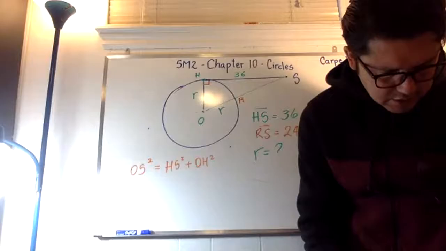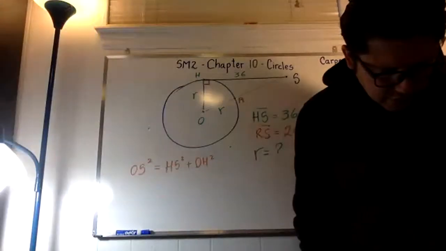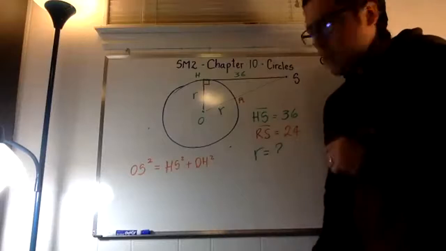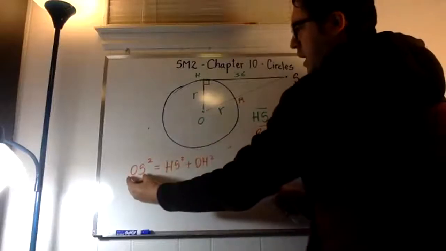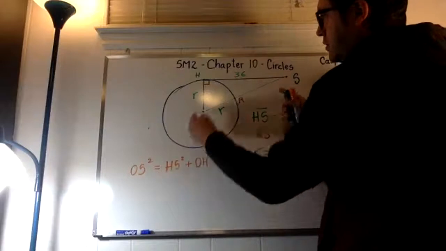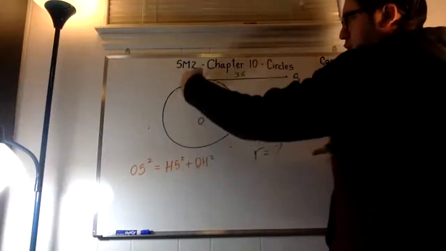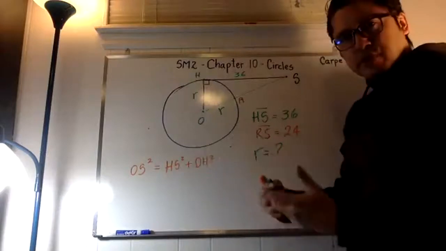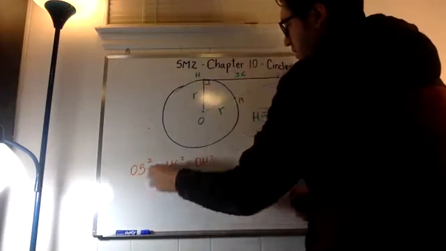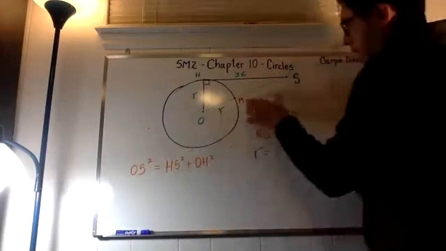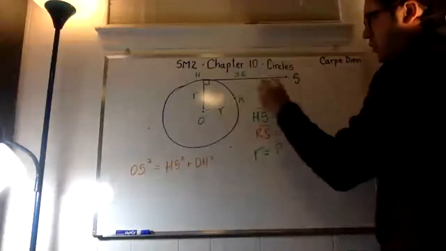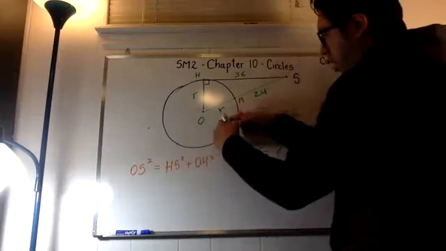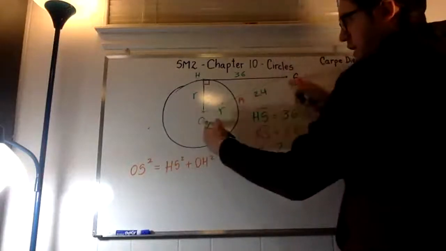Let me see. I have another value here. Well, wait a minute. We'll get to it and see if it worked. Okay, so hypotenuse OS squared equals HS squared plus OH squared. So now let's just plug in what we know. What is OS? It's R, and RS is 24. So OS is actually R plus 24, right?